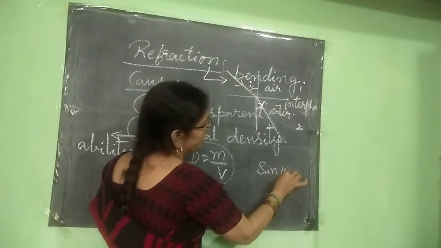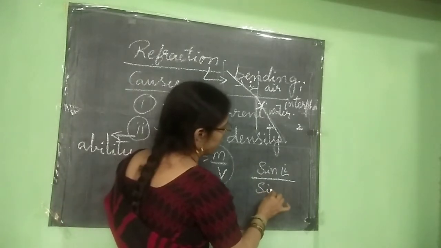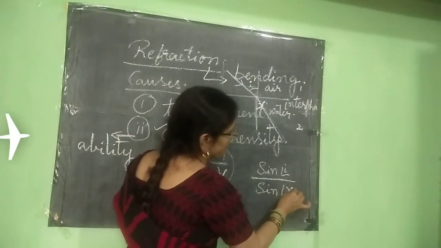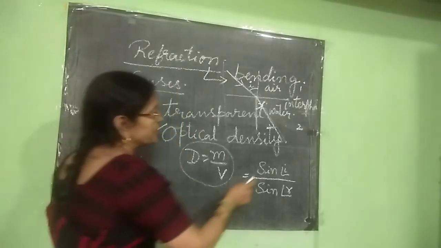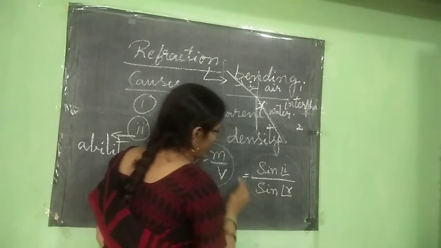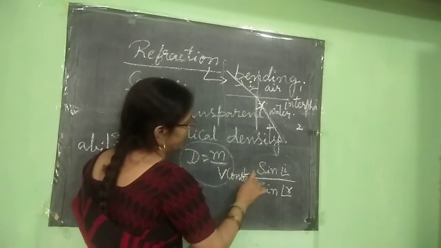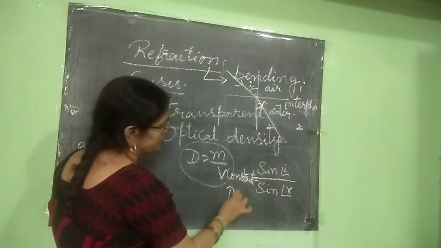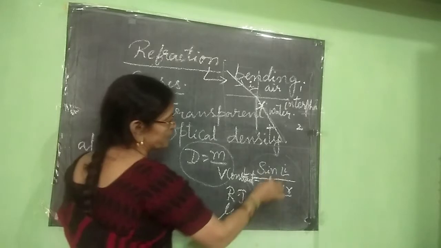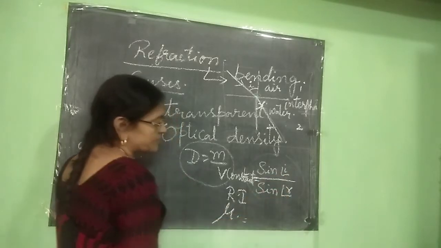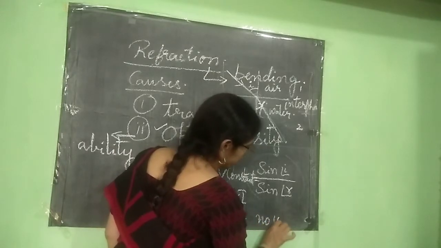The ratio of the sine of the angle of incidence to the sine of the angle of refraction, for a given color and a given pair of media, will be a constant, which is known as the refractive index and is designated by mu. Since both are angles only, it is a mere ratio, so there is no unit.